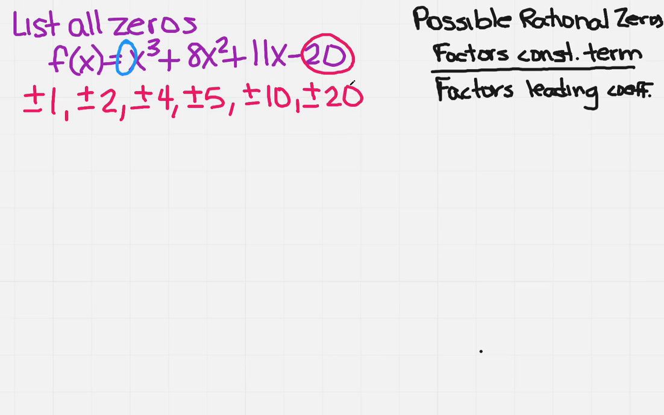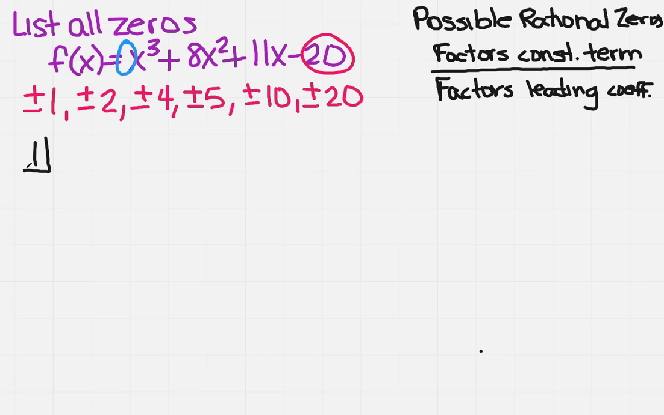Now, those are all my possible rational zeros, but I need to actually find solutions. That's when it says list all zeros. I need an actual solution that's going to work here. So what I'm going to do is use the synthetic method that we used for division before, and I need to pick one of these. You always want to start with 1. It's the easiest to do, so that's what you want to start with. So I'm going to say that x is 1.